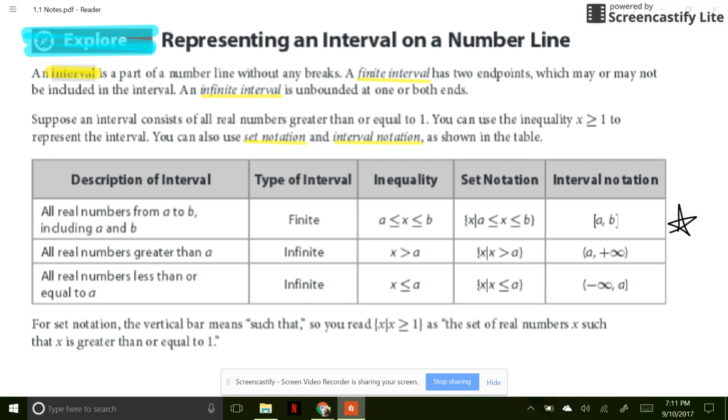We have infinite intervals. That means we're either going to be looking at really large numbers, such as x greater than a, or really small numbers, such as x less than or equal to a. And again, in interval notation, if we're looking at those big numbers, x greater than a, that means our smallest value is a, and the largest value we go up to is positive infinity. And if we're looking at those small numbers, x less than or equal to a, that means our smallest number is negative infinity, and our largest number is a.